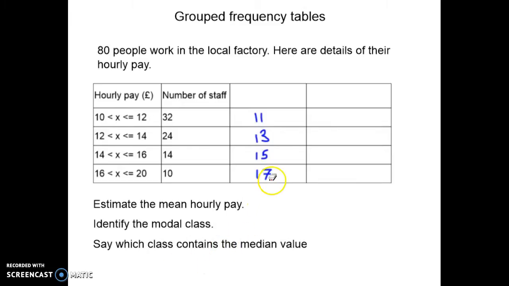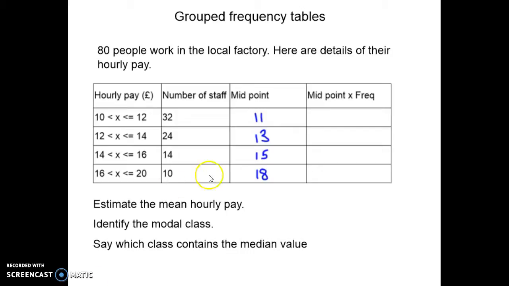Sorry, it should be 18. Okay. And I'm going to go ahead and title this midpoint because it's the middle of these 2 values.